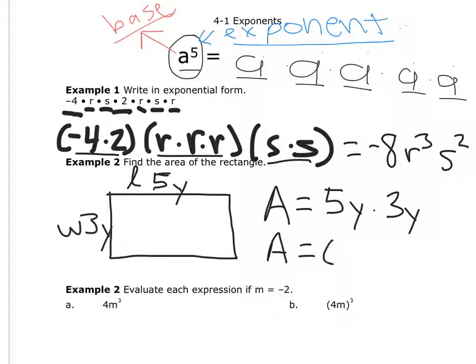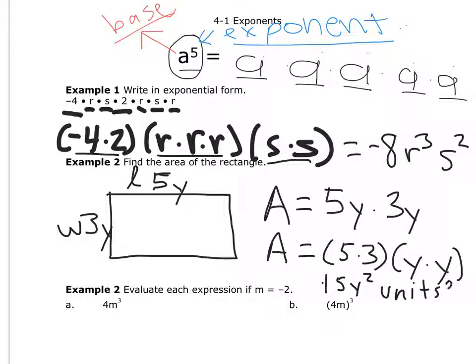Now I'm going to do what I did before. I'm going to use the commutative and associative properties. I'm going to do 5 times 3 and y times y. And I get 15y squared. These don't have labels on them. If you want a label, you would put units squared.